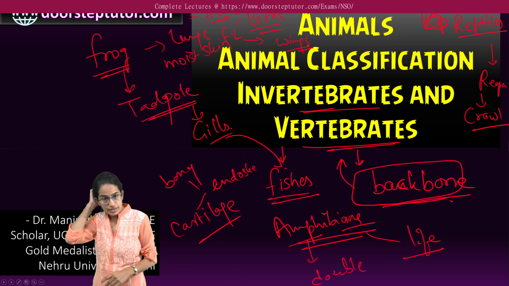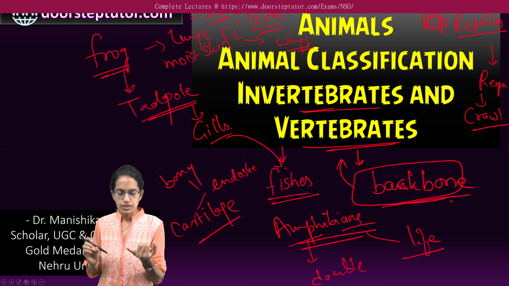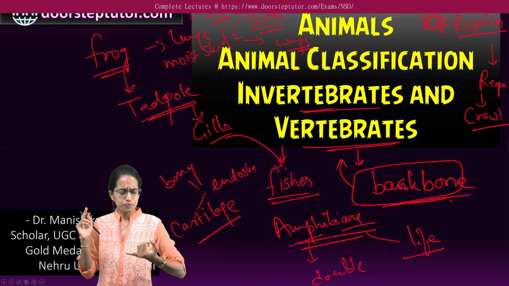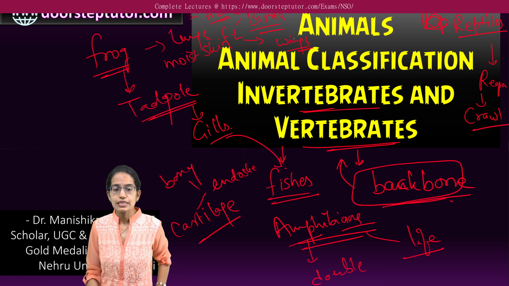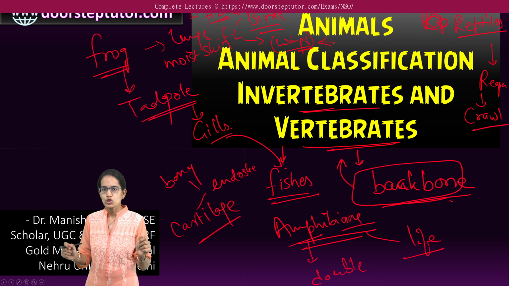So there are certain birds which are flightless as well, for example emu, ostrich, and kiwi. These are flightless birds. In these cases, the forelimbs which are modified into wings are not strong enough.